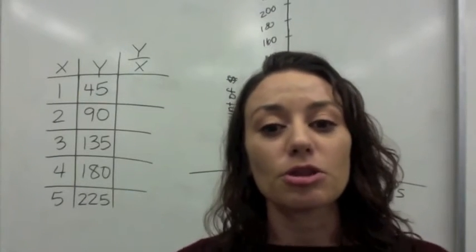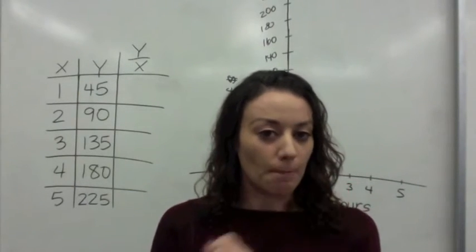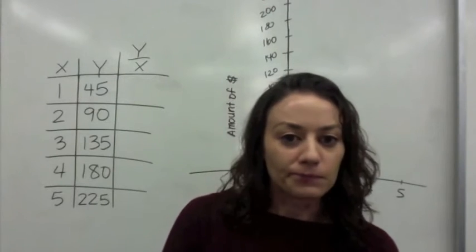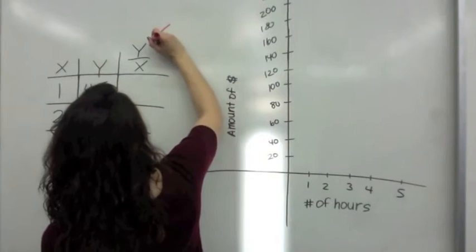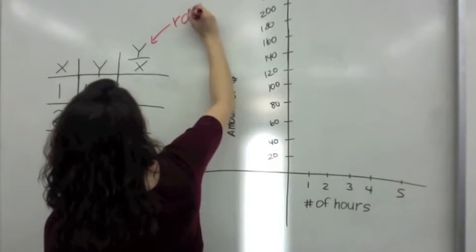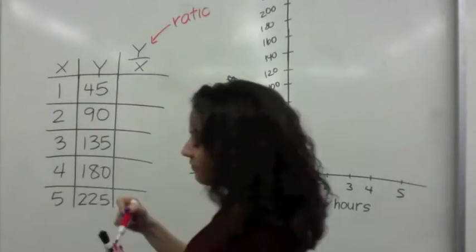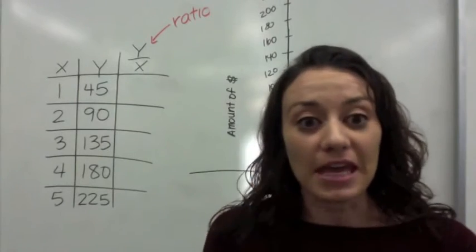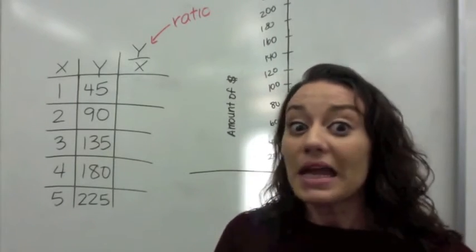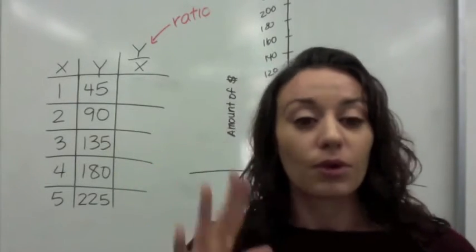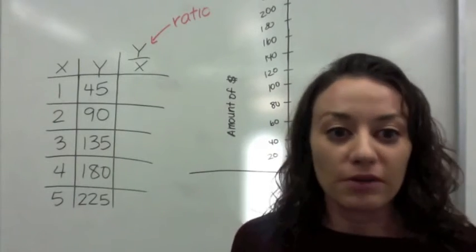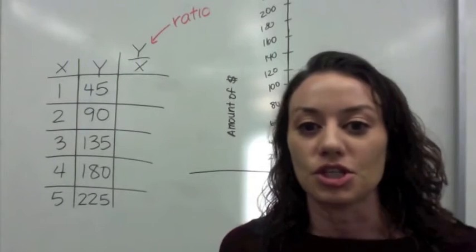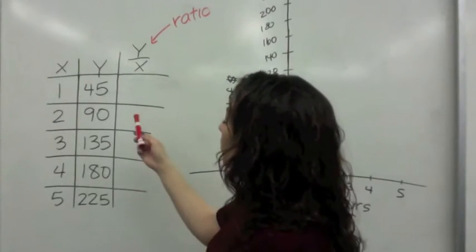At this point, do you think that the relationship is proportional? How do you know? What would you have to do? You have to find the, what is this called? You have to find the ratio, and guess what? The ratio of y divided by x is the same thing as the slope. It's the same thing as the what? The slope. Yes, okay, it's a constant rate of change. I'm always making $45 an hour, right? It never changes.